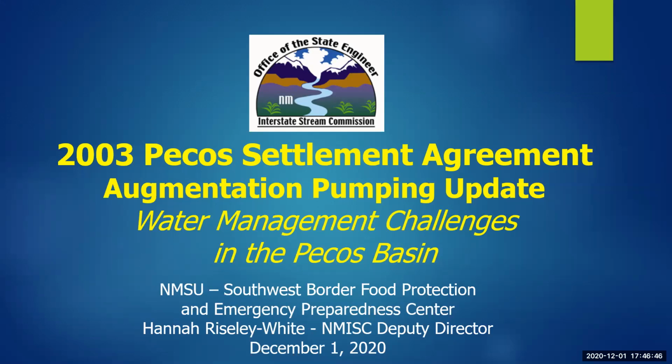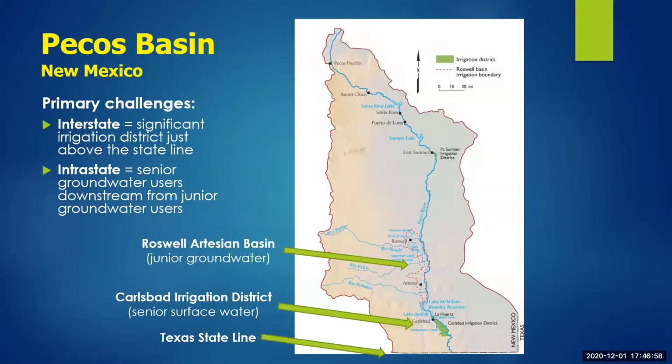But I just wanted to let you all know what we're doing at Interstate Stream Commission, especially with regard to shortages for the Carlsbad Irrigation District looking into next year's irrigation season. To frame things on the Pecos, and many of you know this very well, if not better than I do, I thought it might be worth just talking about the overarching challenges that we face.